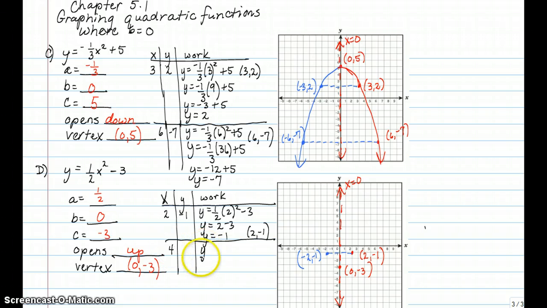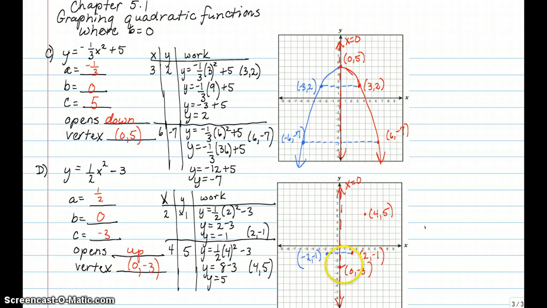And we've got y equals 1/2 times 4 squared minus 3. 4 squared is 16. Half of that is 8. So y equals 8 minus 3. So y equals 5. So the ordered pair is 4, 5. And we plot it. 4, 5. Label it.